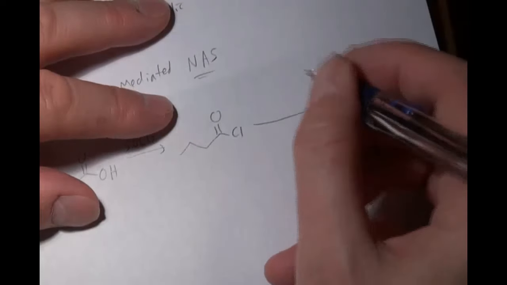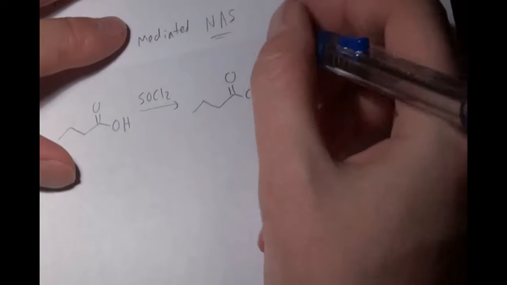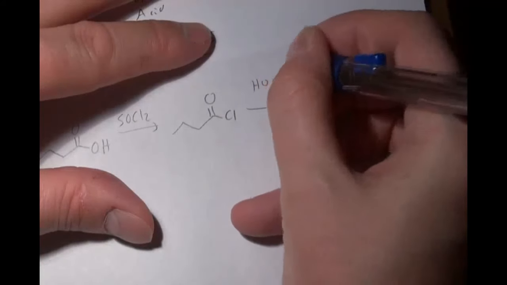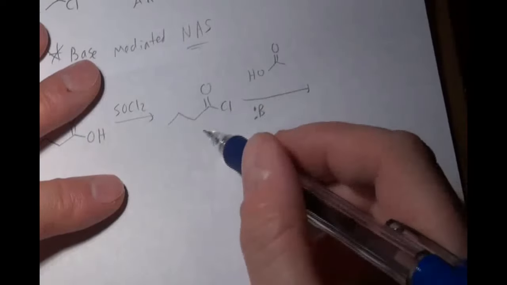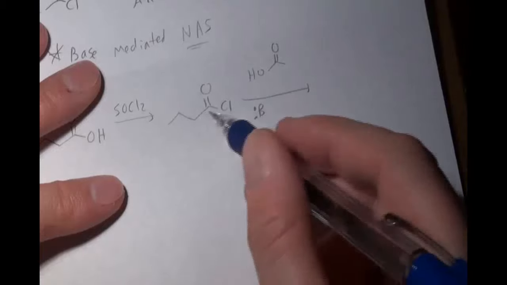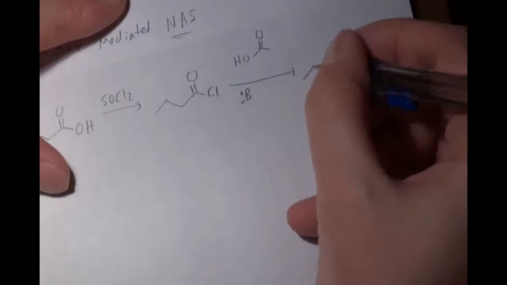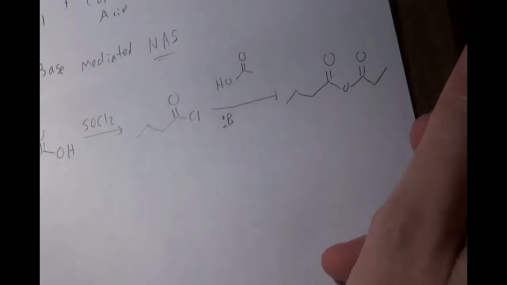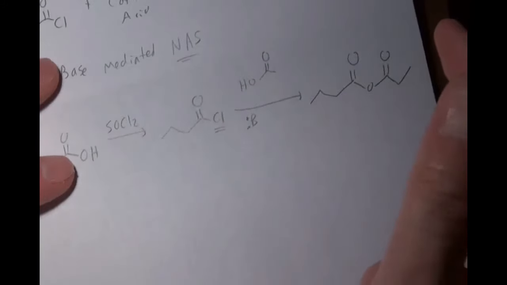And now I want to make this into an anhydride where it's going to be butyl on one side, 1, 2, 3, 4, acetyl on the other. So how might that look? Okay, so that's what the product's going to look like. And given that this is a really good leaving group, this is very, very easy. Okay?